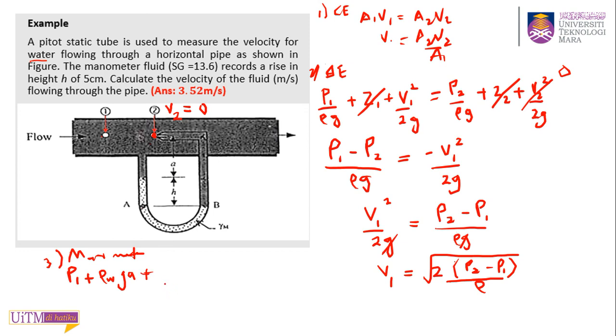what is this one? Rho mercury. Rho mercury g h, minus rho water g, a plus h, and then equal to P2.